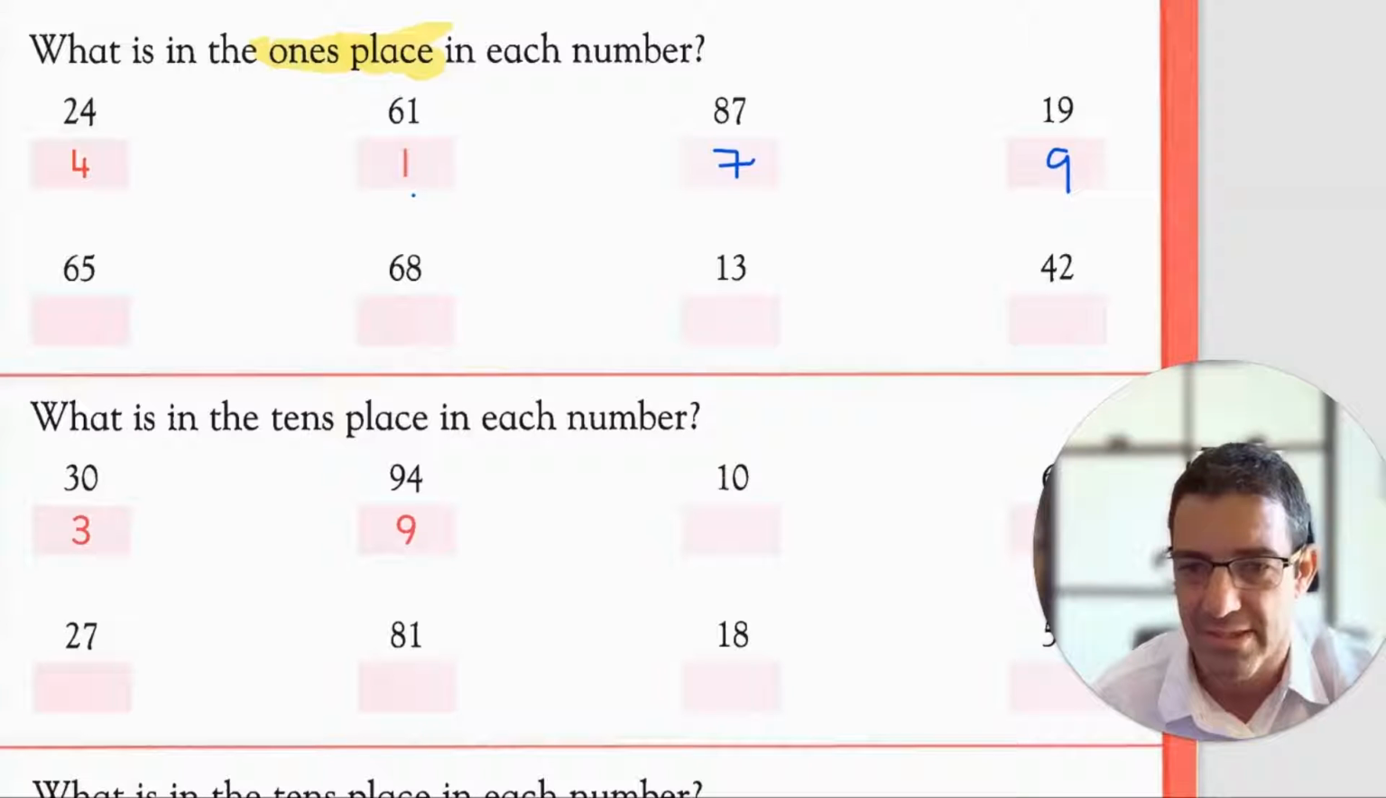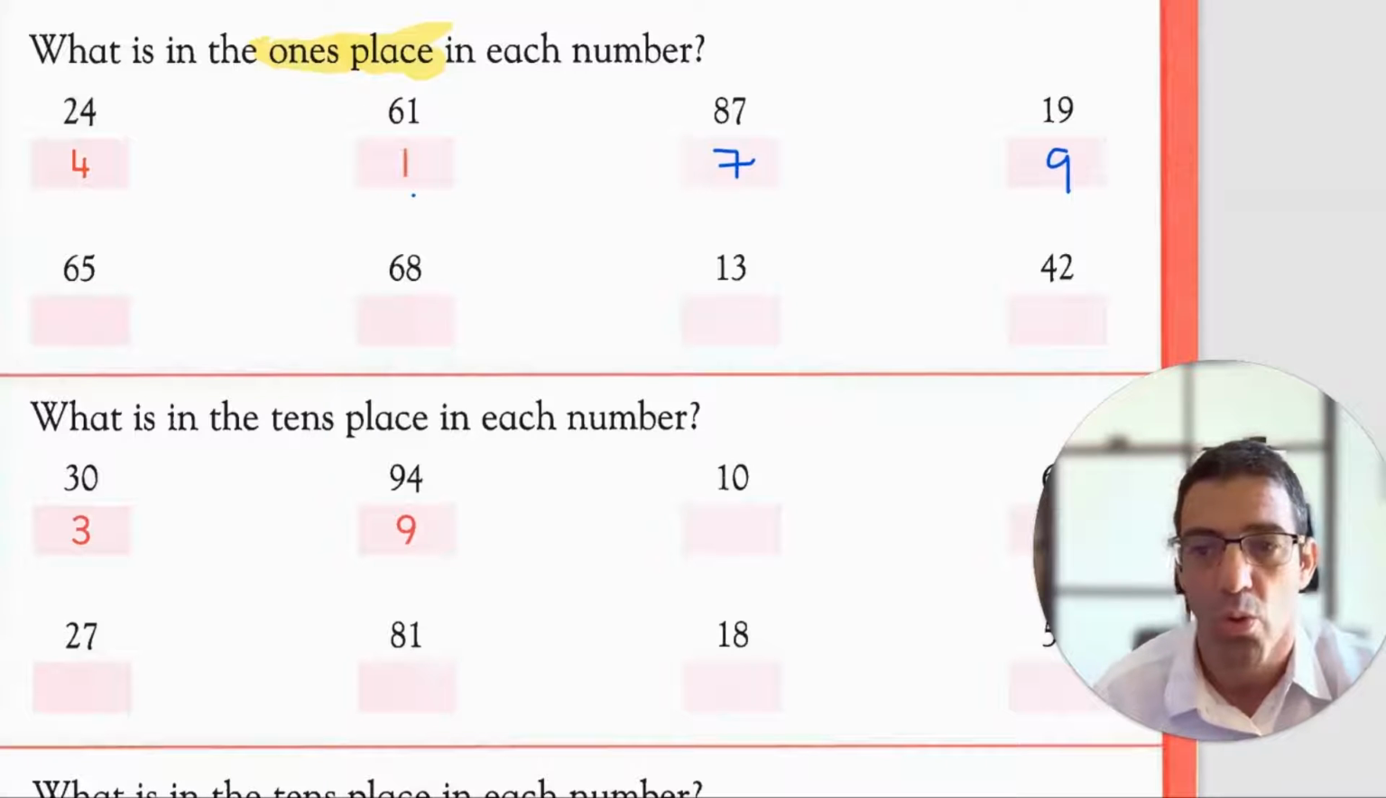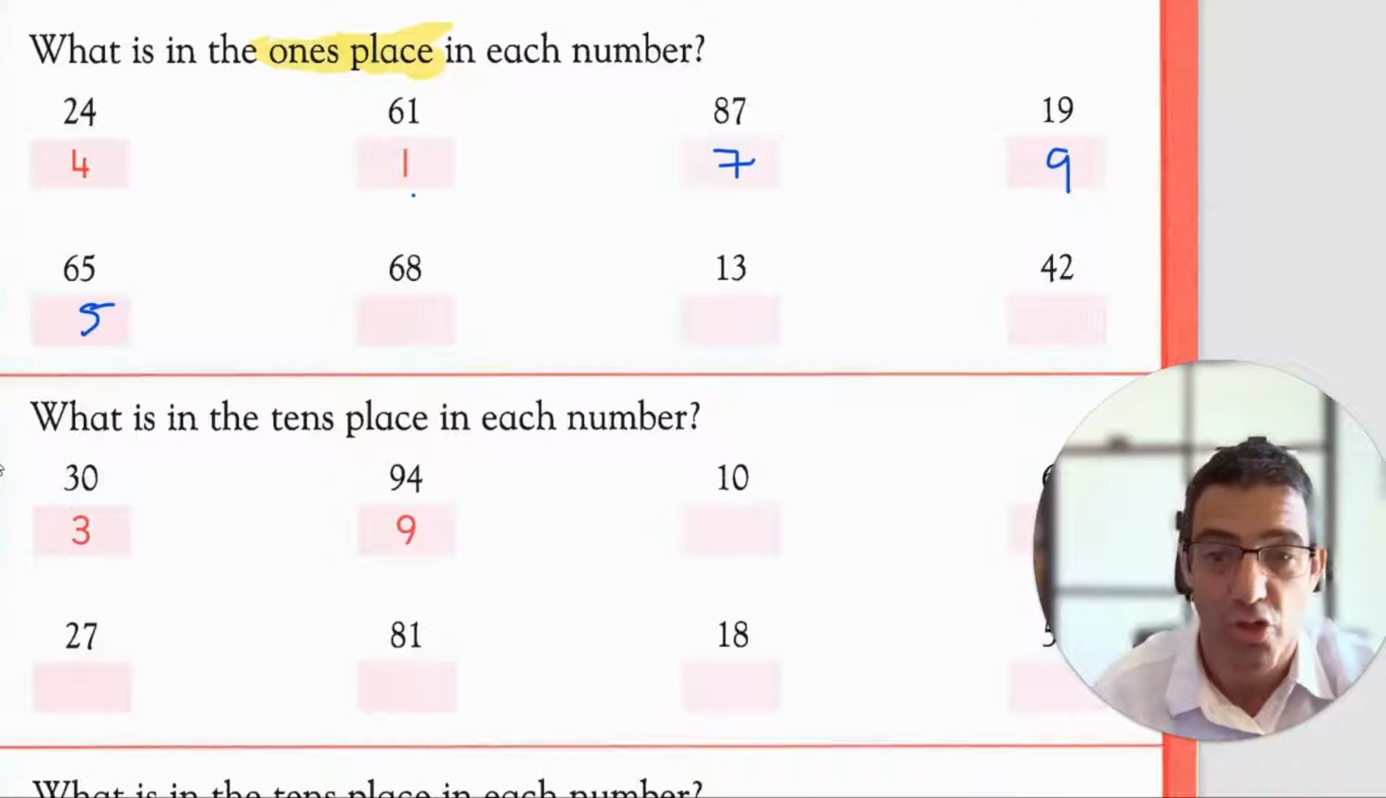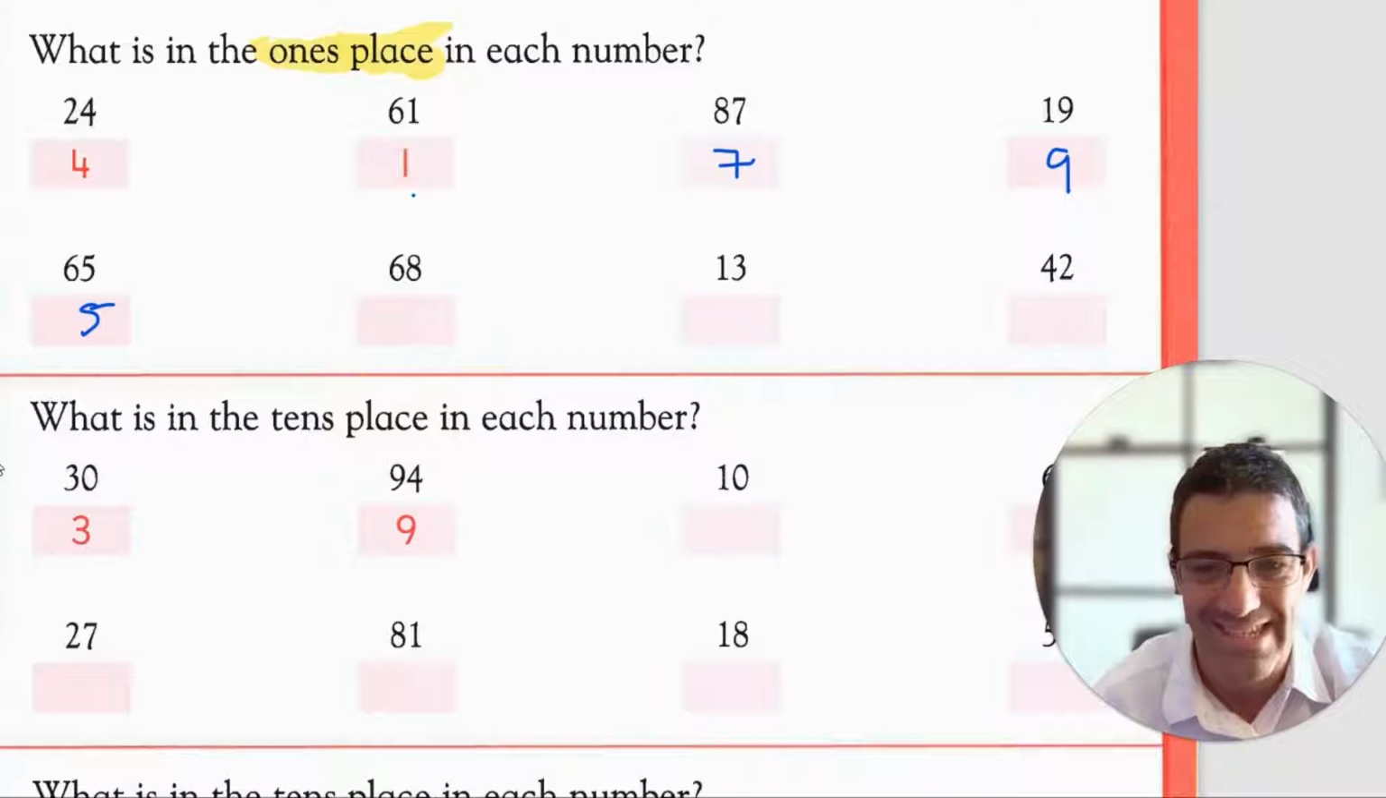65. 60 is in the tens. 5 is in the ones. So what's the answer for that question? I hope you got it right. You should be writing 5. Good. Now 68. 8 is in the units and 60 is in the tens. So I can write units 8.